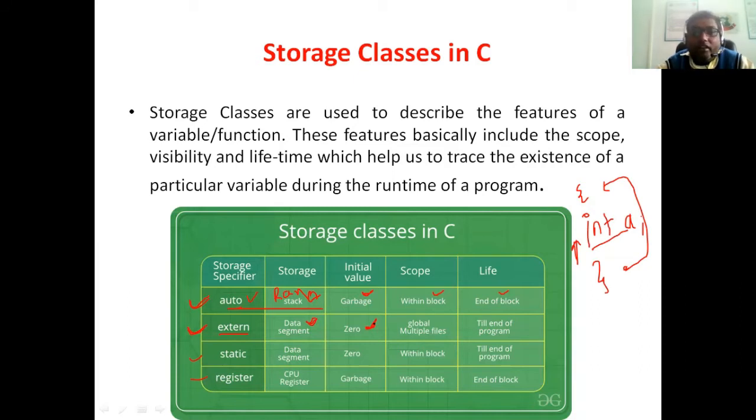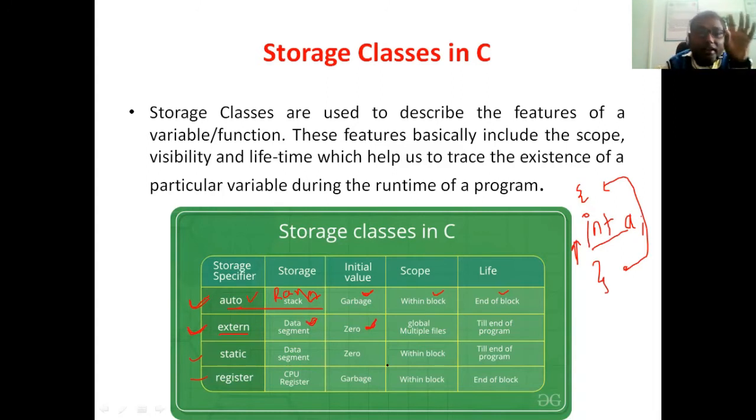After that, what is the scope of that particular variable? It's global, multiple files. It means that if you're working on multiple files, and you declare a variable with extern, it will be declared as a global variable. If you are working on more than one file, two or three files, the same variable will be used in more than one file.